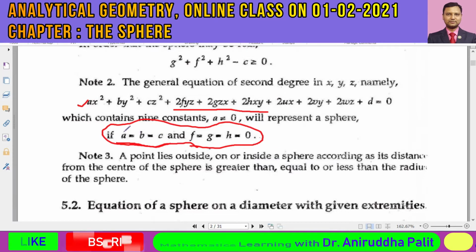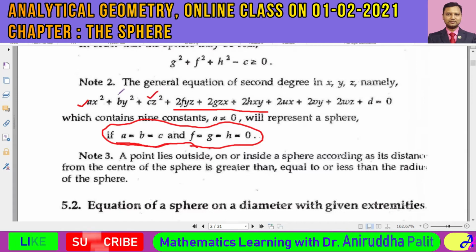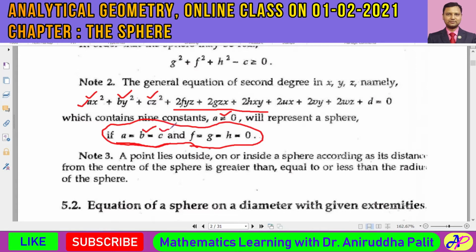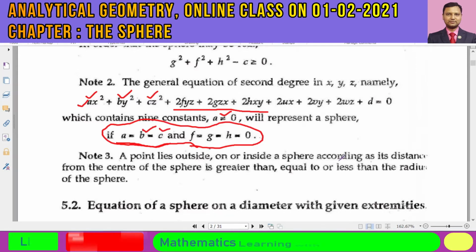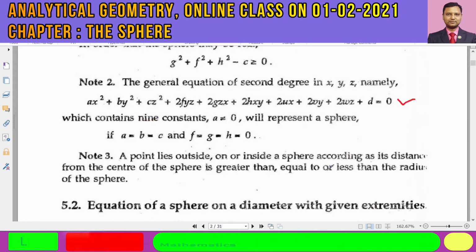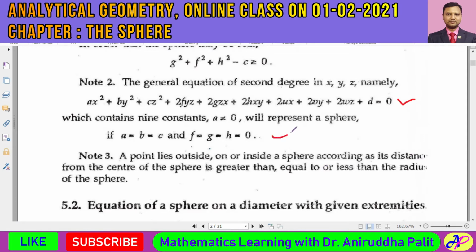And remember over here, a, b, and c must all be non-zero quantities. The coefficient of x square, coefficient of y square, and coefficient of z square, these three coefficients must be same and non-zero. Otherwise, these kinds of terms would be absent, and in that case, it would not form any sphere at all. Alright, that's why we have this kind of condition, A not equal to 0. It means that B not equal to 0 and C is also not equal to 0. So these are the conditions under which a general equation of second degree involving three variables represents a sphere.